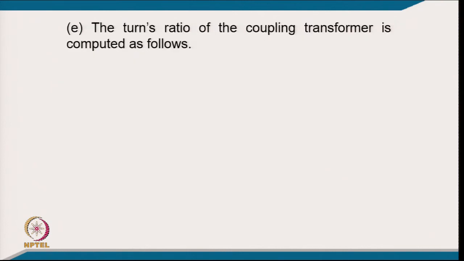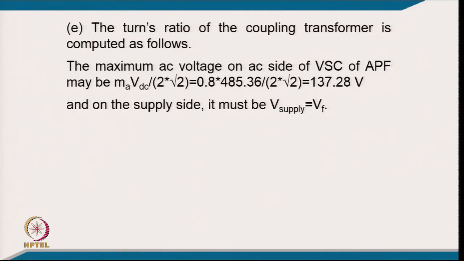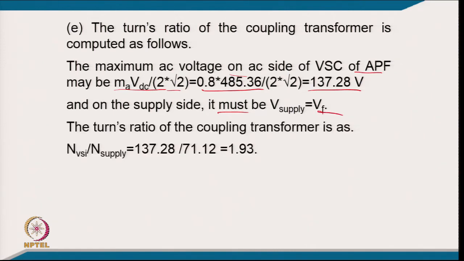And the turns ratio of the coupling transformer of the series active filter is computed. The maximum AC voltage on the AC side of the voltage source converter of the APF may be generated by MA VDC by 2 root 3, and taking MA equal to 0.8, it comes to 137.28, and on the supply side it is just the injected voltage, so that we have already calculated. So, we can find out the turns ratio between the inverter side turns and the supply side turns where we are injecting. Putting the values on both sides, the turns ratio comes to 1.93 or so.